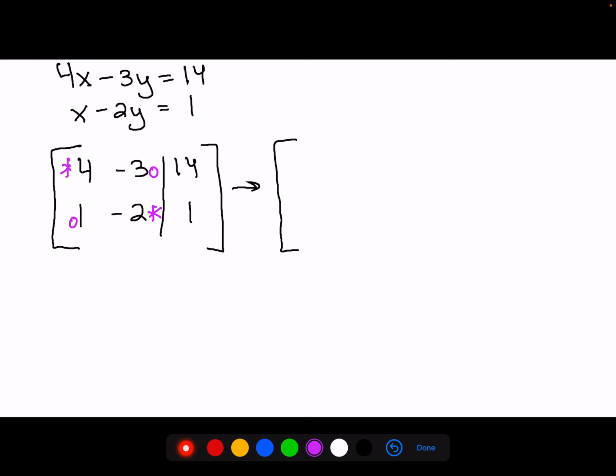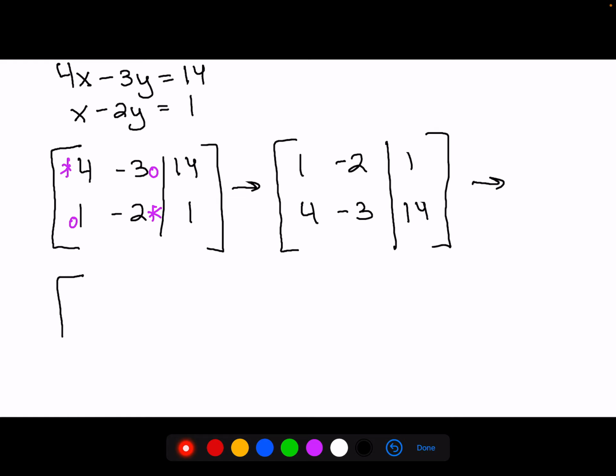So what I'm going to do is go ahead and swap rows. I'm allowed to do that. I'm allowed to interchange any 2 rows. So I'm going to put the top row on the bottom, and I'm going to put the bottom row on the top. If you were writing these still with x's and y's, it would just be writing x minus 2y equals 1 on top and 4x minus 3y equals 14 on the bottom. Okay, it's perfectly legal.